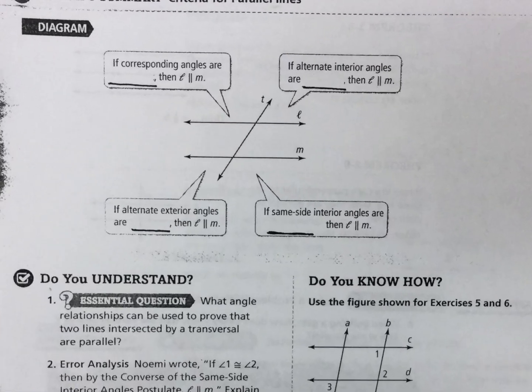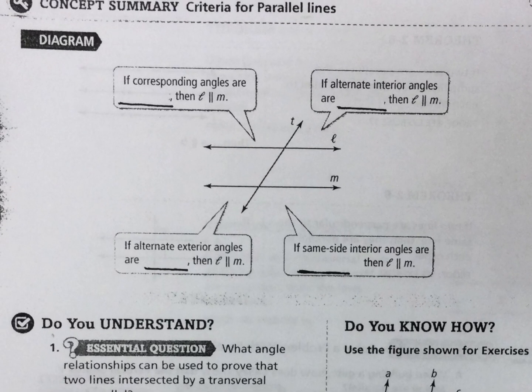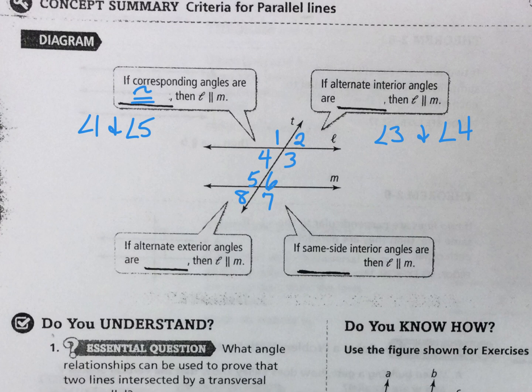Okay, so if corresponding angles, and let's make that angle 1, 2, let's label these 4, 5, 6, 7, 8. So corresponding angles would be like angle 1 and angle 5, right? And they need to be congruent. Then the lines are parallel. If alternate interior angles, so maybe angle 3 and angle 4, they need to be congruent, and then the lines are parallel.